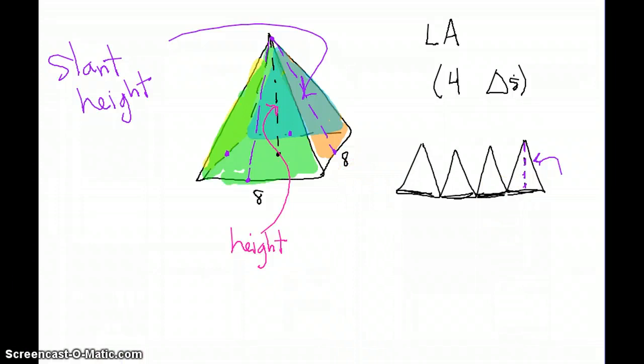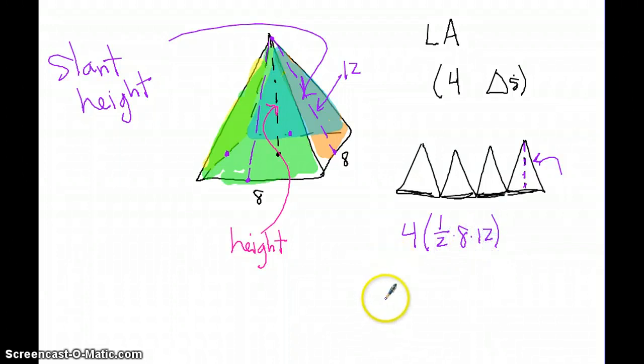Okay, so let's say I just happen to know the slant height of this thing. Let's say I knew the slant height here happened to be, if that's 8, this is probably longer, so let's say that's, I don't know, 12. The area of all these triangles added up together would be 4 times the area of a triangle, which is half times base times height, and that would be how I would do that.